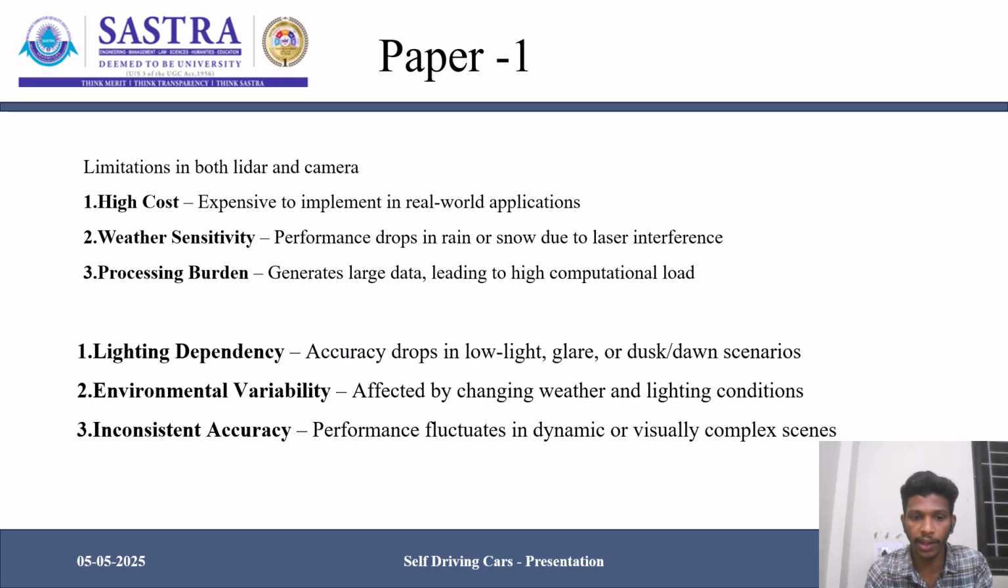When I talk about the limitations of the camera, they are light dependency, environmental variability, and inconsistent accuracy. The camera drops its accuracy when there is low light or dark, dawn and dusk scenarios, and with environmental variability, changing weather and lighting conditions change its accuracy. So it is inconsistent in accuracy.